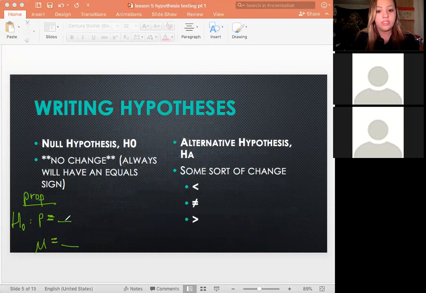So that means that our proportion is going to equal whatever value you have, or a mean is going to equal whatever value. So remember, mu is for quantitative variables, and P is for categorical. So keep that in mind.